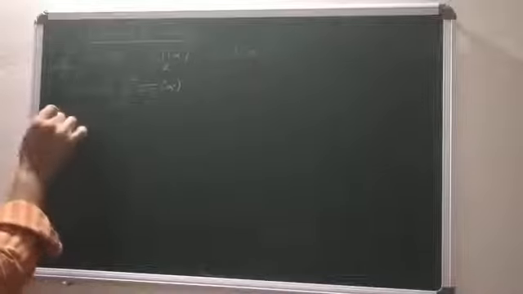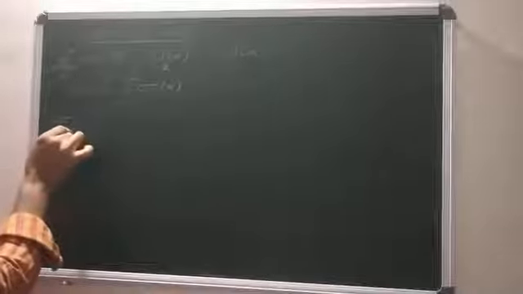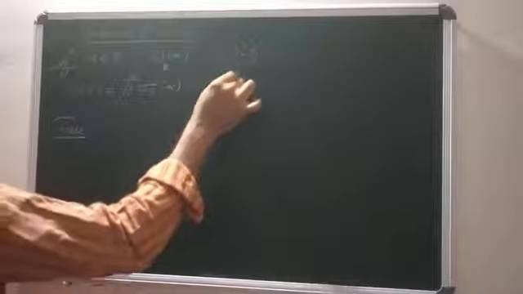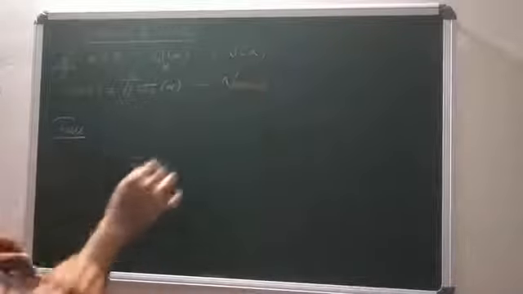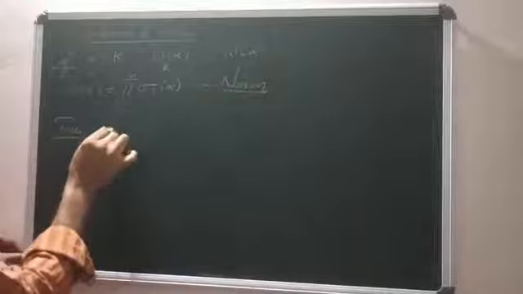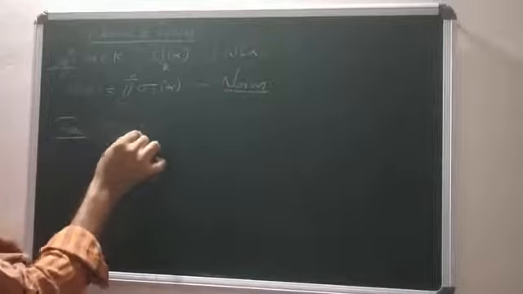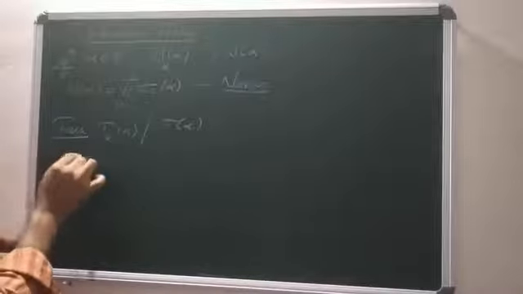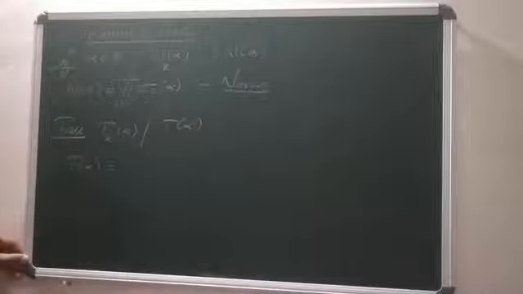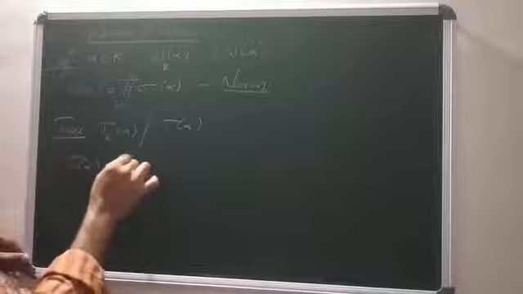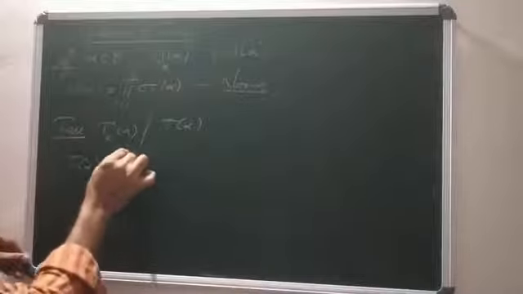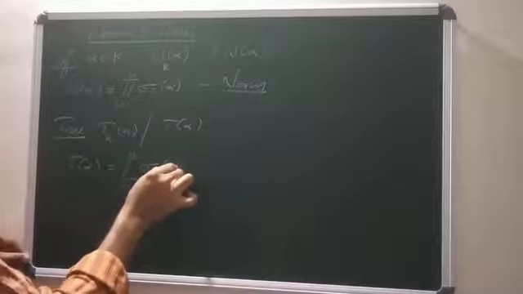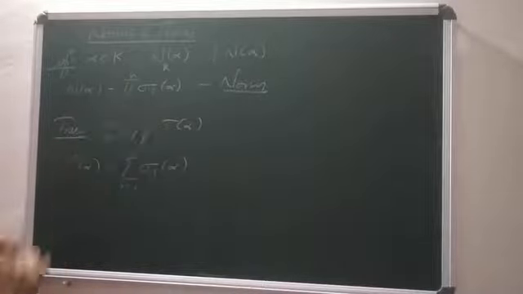Similarly, the trace is denoted by T_K of alpha, or simply T of alpha. It is given by T of alpha equals the sum, i ranges from 1 to n, of sigma i of alpha. So this is the norm and trace.